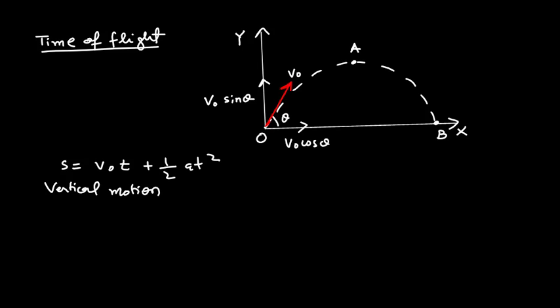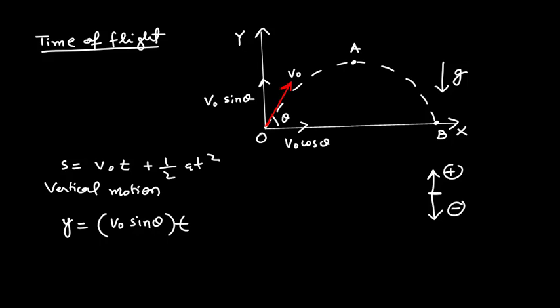Now in vertical motion, instead of S we can write y, and this becomes v naught sine theta t. Now the acceleration due to gravity is acting in downward direction, and the sign convention is this is minus sign and this is plus sign. The upward motion we are taking as plus sign, and the downward motion we are taking as minus sign. So here what we can write is minus half g t square, where t is the time taken by the projectile while reaching B.